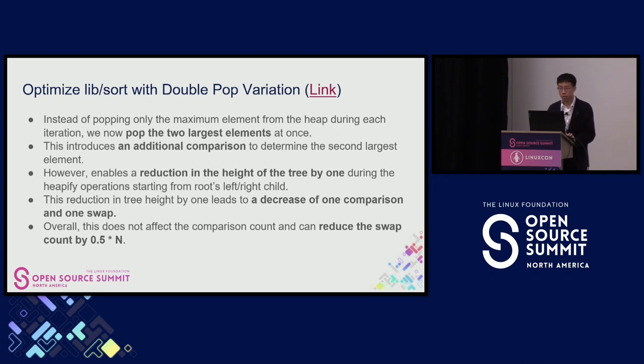But we could do one heapify operation starting from the root's left child or right child. So the heapify operation will start in a subtree whose height is reduced by one. And reducing the tree height by one means we could save one comparison and one swap when doing so. So in total, we save one comparison and one swap, and we need an extra comparison. So we will not change the average comparison number, but we could save swaps in each iteration. And we have a total of 0.5 times the iterations since we pop two elements in each iteration, so we could cut the number of swaps by 0.5 times.